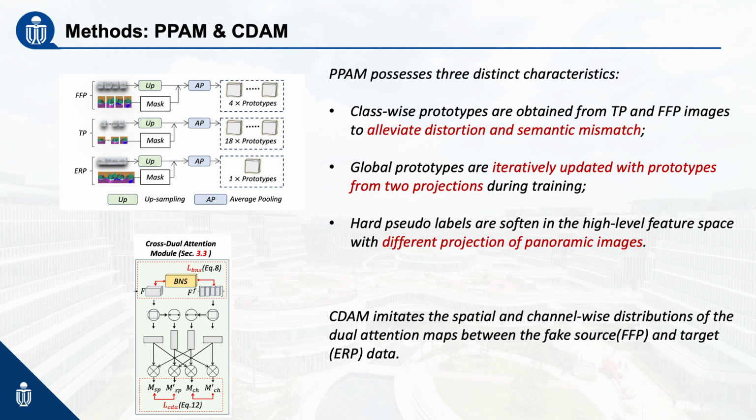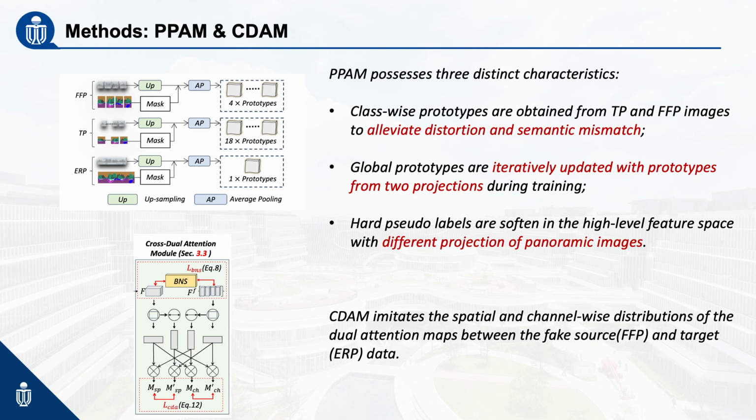First, the class-wise prototypes are obtained from the tangent projection and our fixed field of view projection images to alleviate the distortion and semantic mismatch problems. And we also use the global prototypes, and they are iteratively updated with prototypes from the 2 projections during the whole training process. And last, the hard-to-learn labels are softened in the high-level feature space with different projections of the same panoramic images. Also, the second module is the CDAM.